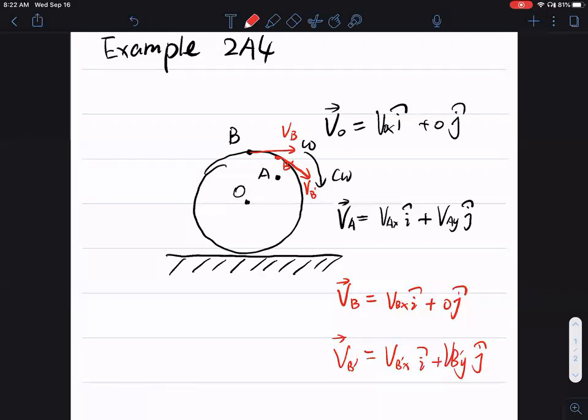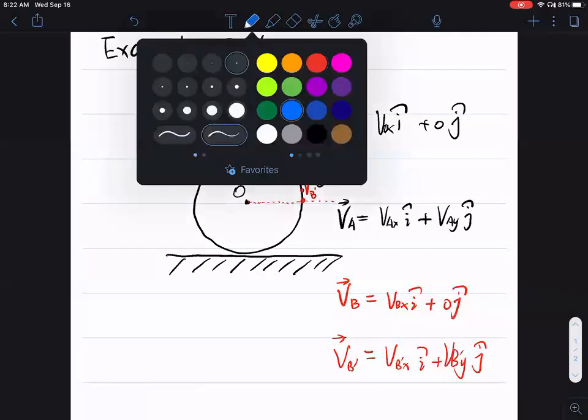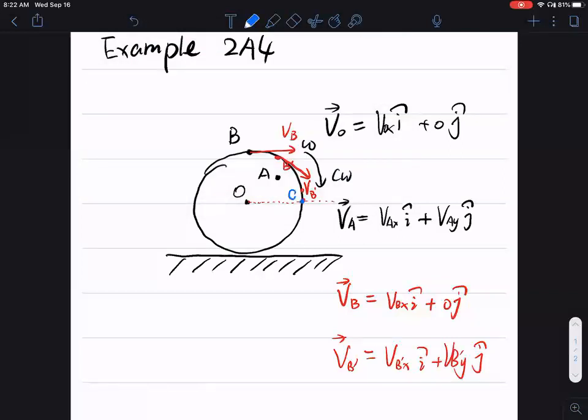If this point B keeps rolling all the way to this point that is on the same horizontal level as point O, let's give a different name. Let's call that point C. And point C only has a J component for its velocity. So let's write out VC. VC is going to be 0 on I, VCY on J.